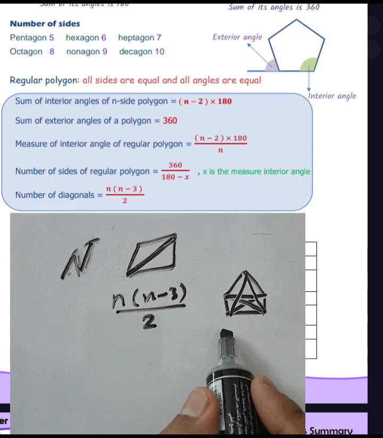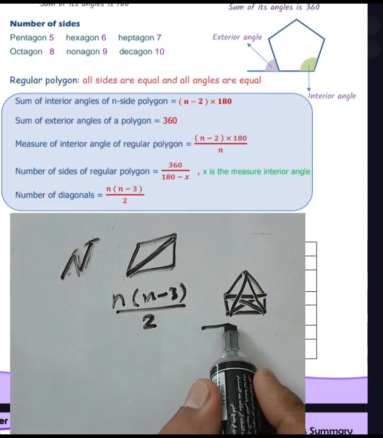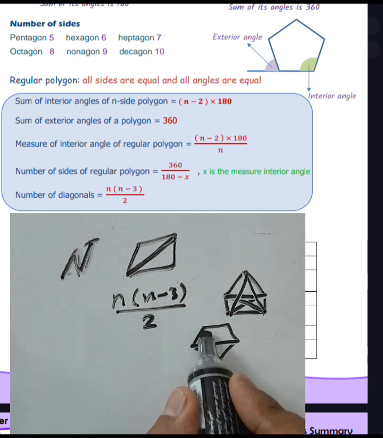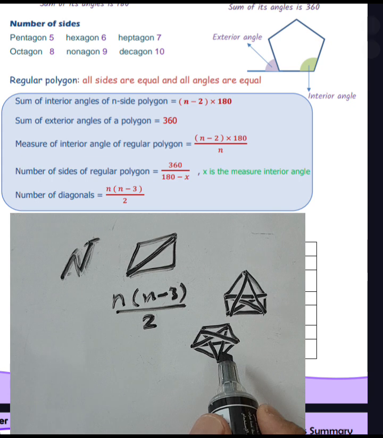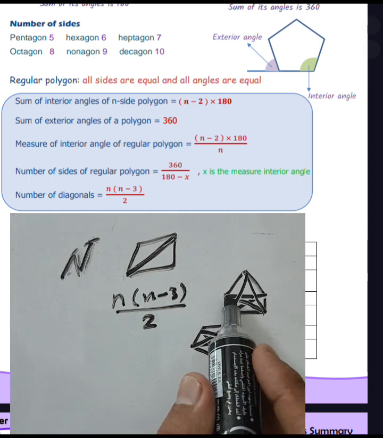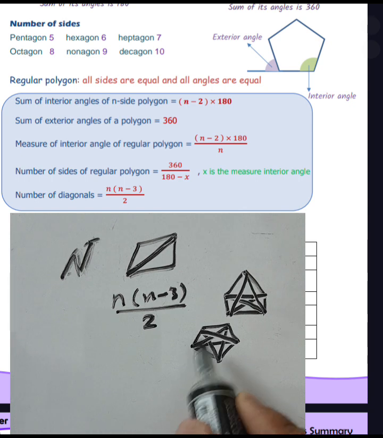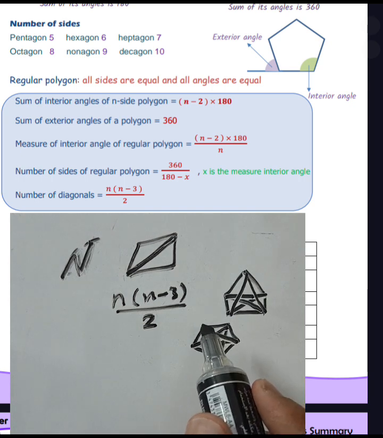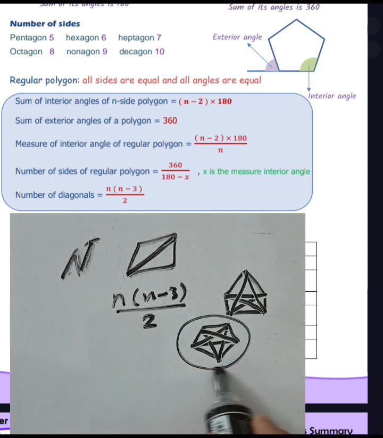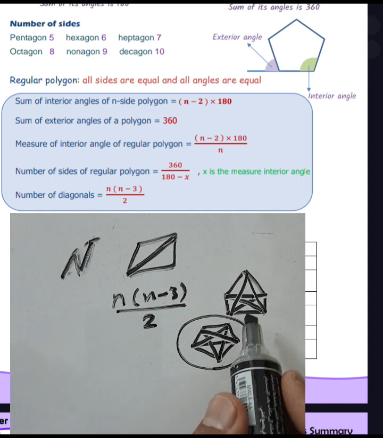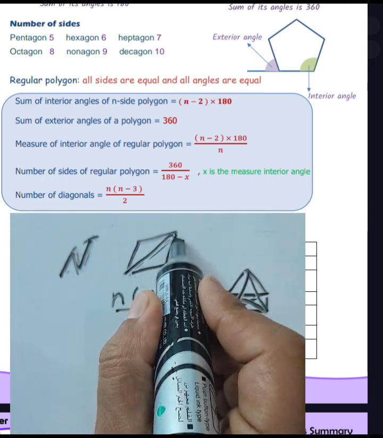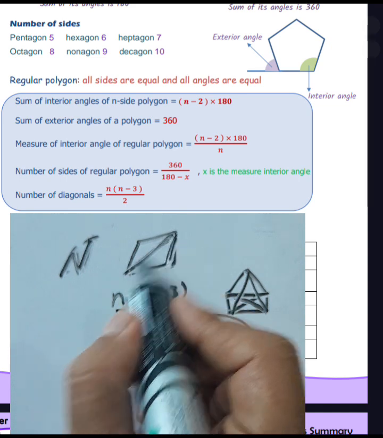Draw it again here. If we have a pentagon, this shape, we can draw 1 2 3 4 5 diagonals. The number of sides of the pentagon was 5. Then the special case: the number of sides in a pentagon equals the number of diagonals. We know the diagonal is the line segment joined between opposite angles. We call this a diagonal, this line segment.